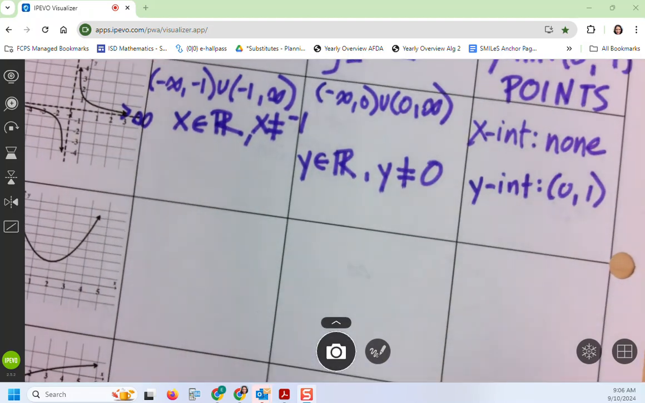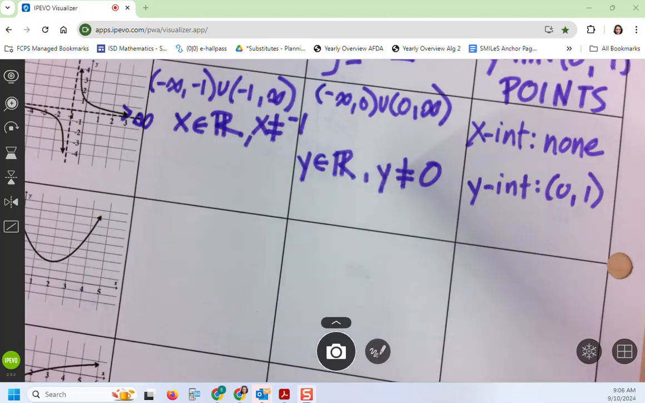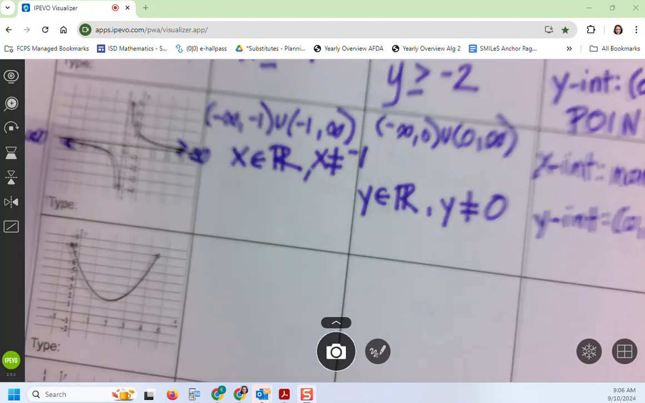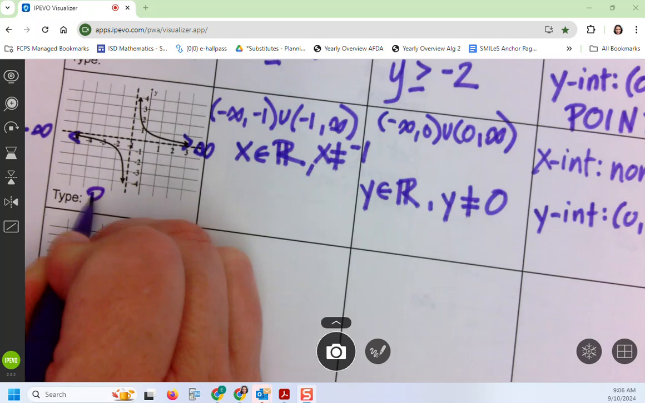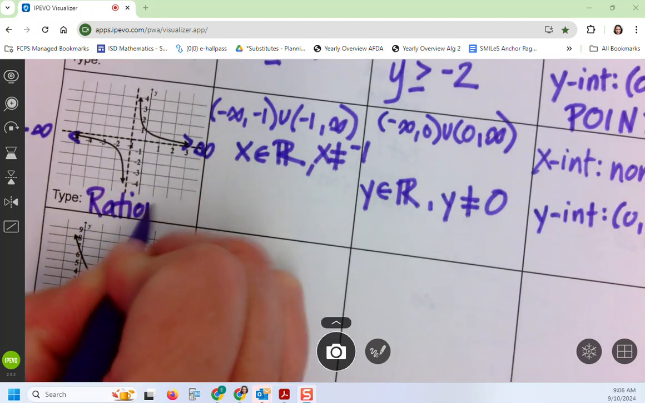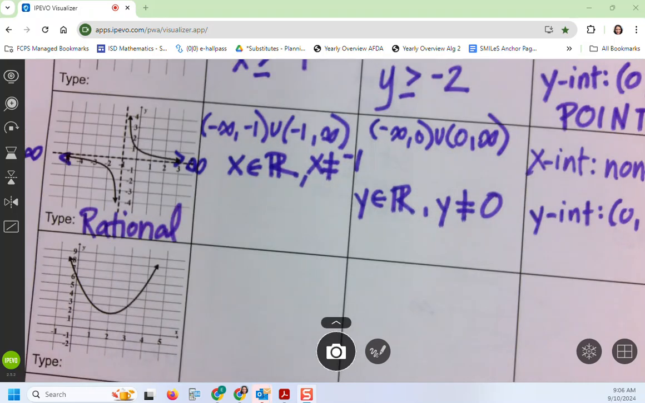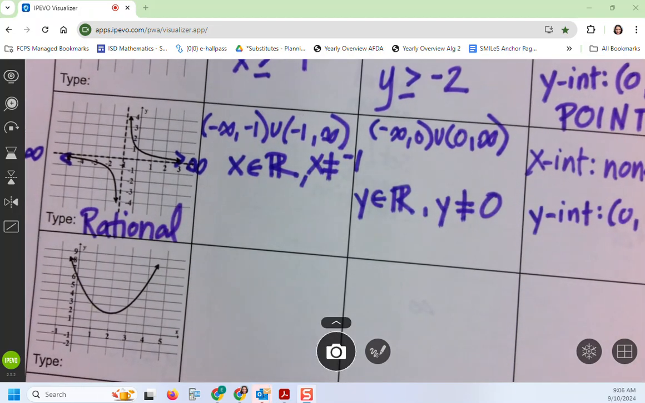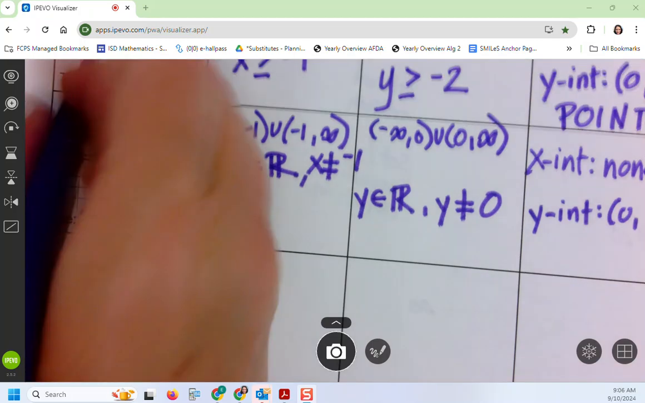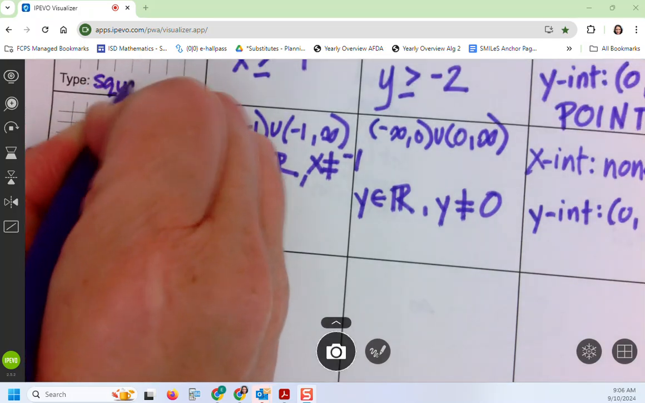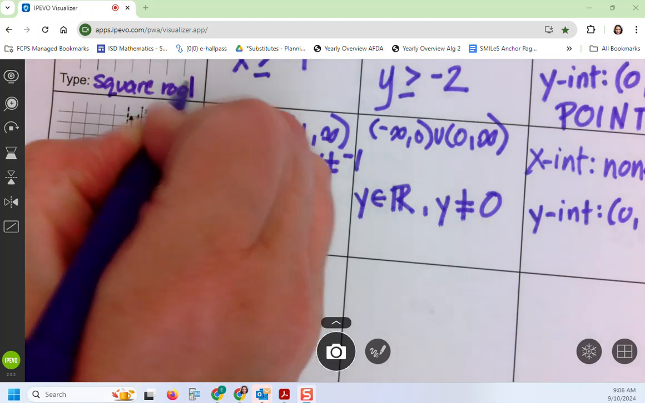Oh, we didn't write the type. This is rational. What was the one above it? What was this one, guys, with one endpoint and one arrow? Did you look back in your notes? What's it called? Yeah, I heard one person say it. Yes, thank you. It is square root. Okay, so square root, then rational. All right, work please on those last 3. I'm giving you 5 minutes to do that.